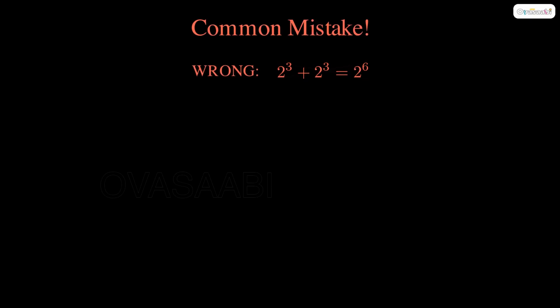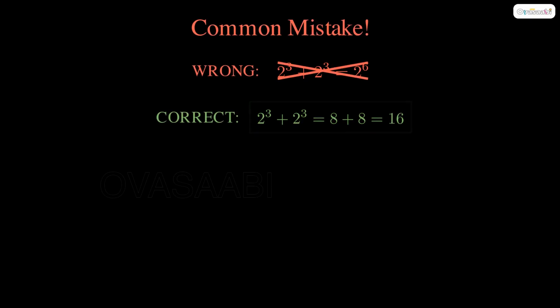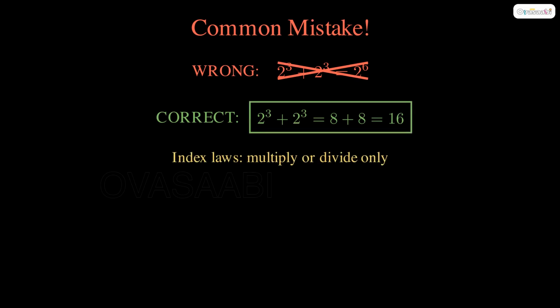Common mistake. Many students add powers when they see a plus sign. Wrong. The rules only work for multiplying or dividing. For addition, calculate each separately, then add.